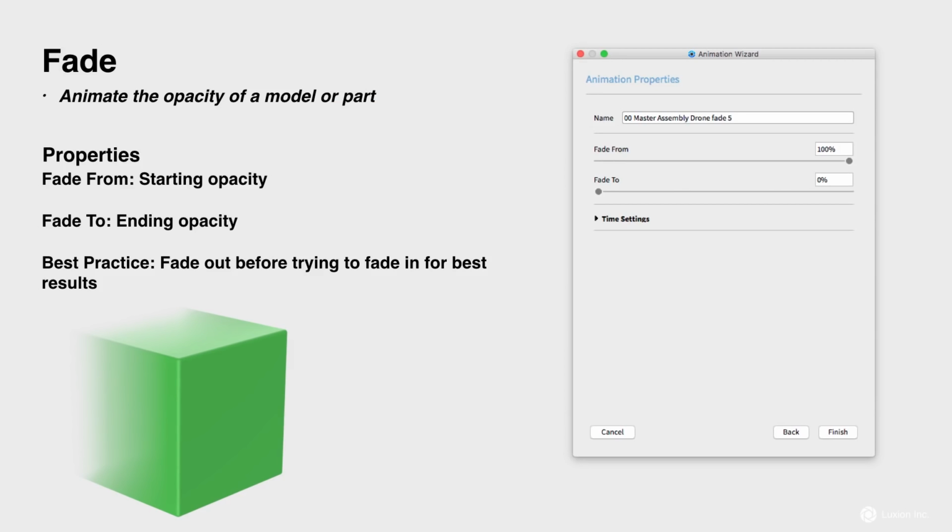And our last example here is a fade. So we can then animate the opacity of a model or part using a fade. So if we want to fade our scene from like pure white to having all of a sudden our part being shown or our model being shown, we would start with an opacity of 0 and then fade to 100%. Now I want to throw in there that you want to make sure that you fade your model out before fading it in, because you can run into some funky issues there.